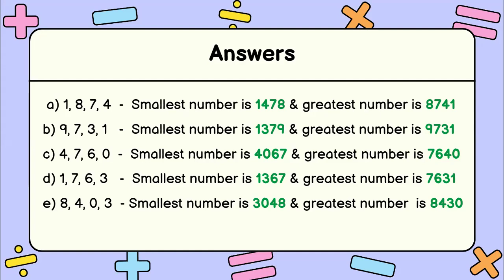Oh, look at the E sequence. Another 0. No worries. The smallest number we got is 3048. Guys, place the 0 after the smallest non zero digit. That is important in handling zeros. So that's how we got 3048. And in the greatest, we got 8430.